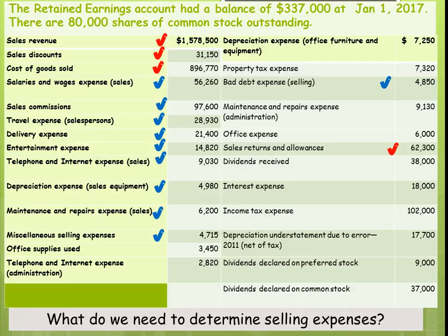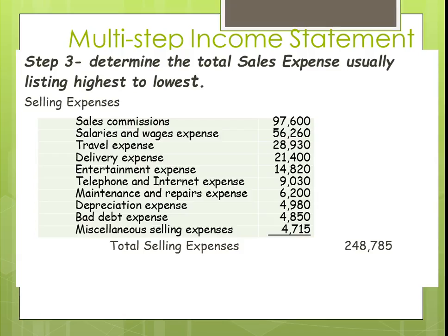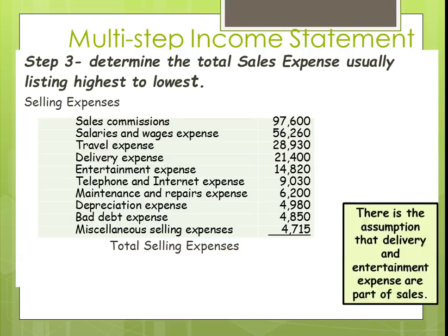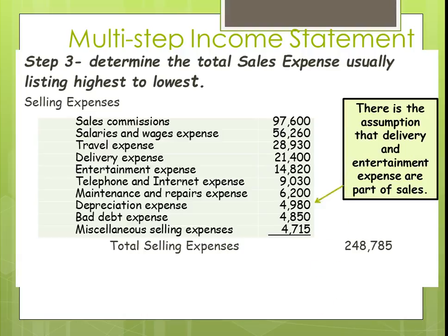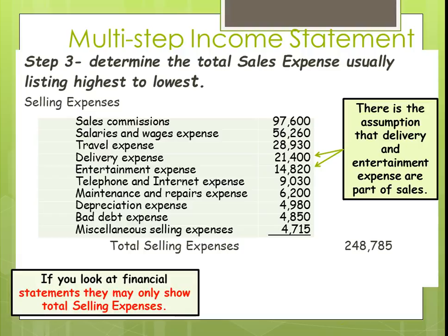Now we can do the section called selling expense to get one number. So we'd add those all up, and in this case we would list them based on largest to smallest, and we get selling expenses of $248,785. Again, there's an assumption that delivery and entertainment expenses are part of sales. And again, if you looked at financial statements, in most cases all they show is one line item for selling expense.